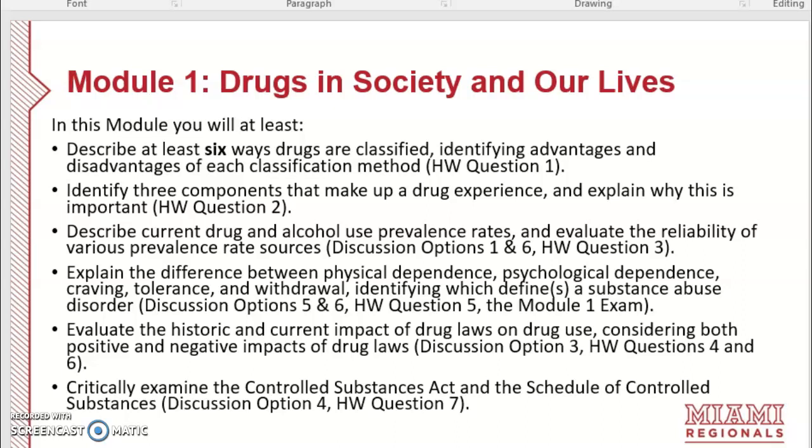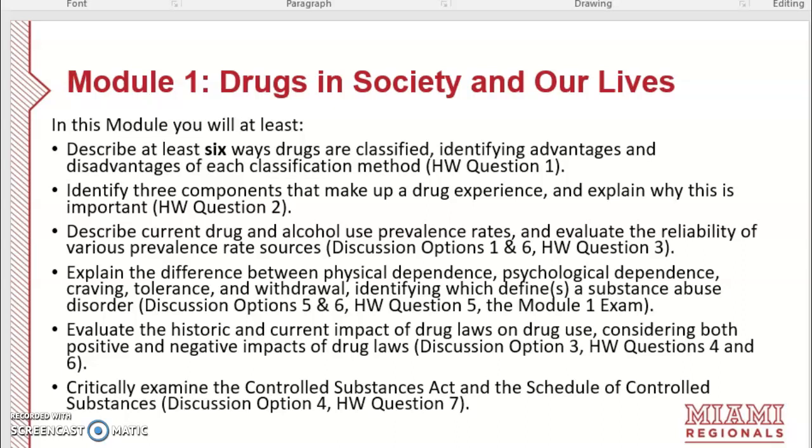You will also learn to describe current drug and alcohol use prevalence rates and evaluate the reliability of various prevalence rate sources. And we talk about prevalence rates through a variety of activities in class, including discussion options 1 and 6 and homework question 3.